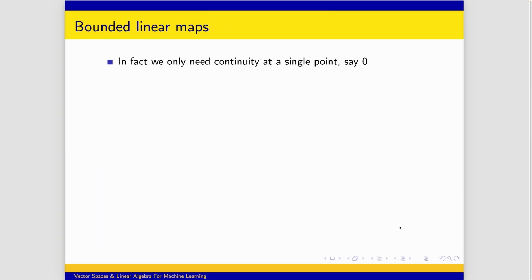And in actual fact, we can go one step further. We only need continuity at a single point, say at the point 0. So what I'm saying here is that actually continuity for these sorts of maps, these linear maps, is equivalent to continuity at just one point. And we can pick any point. And conventionally, we would pick the point 0. So that is, if T is continuous at 0, what I'm saying means that it's continuous everywhere.